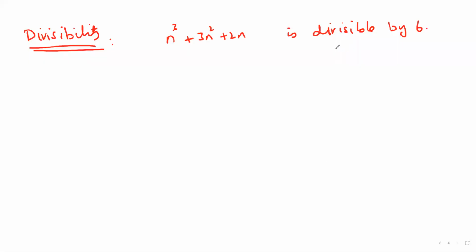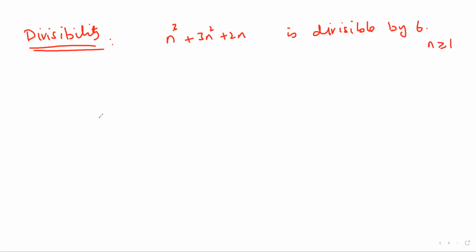Okay, I have one more worked example related to how to prove a divisibility test by induction. We're given the statement n cubed plus 3n squared plus 2n, and we have to prove that this is divisible by 6 for n greater than or equal to 1.